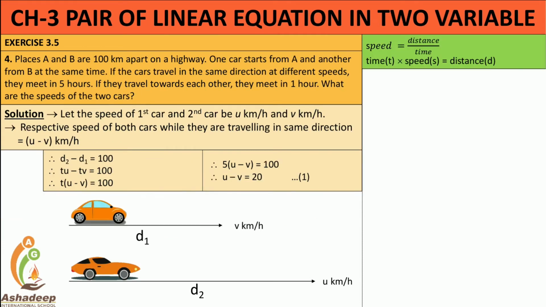Now let's move ahead with another sum. A very beautiful sum. Places A and B are 100 kilometers apart on a highway. One car starts from A and another car starts from B at the same time. See, at the same time both cars start to travel their distances.